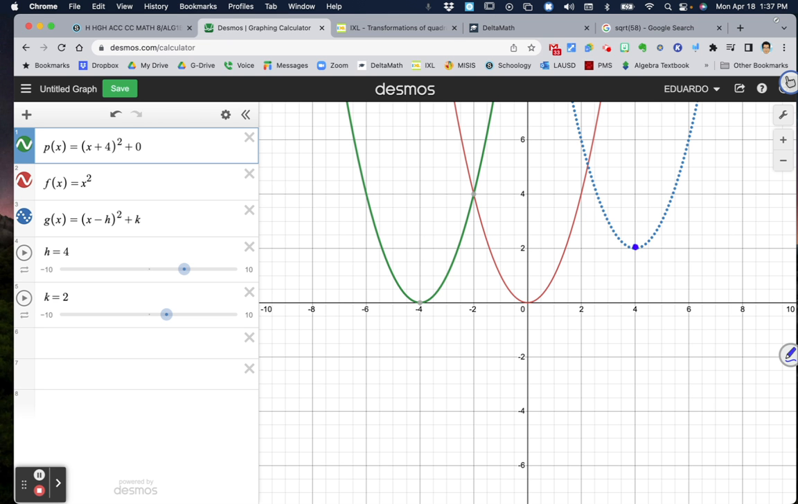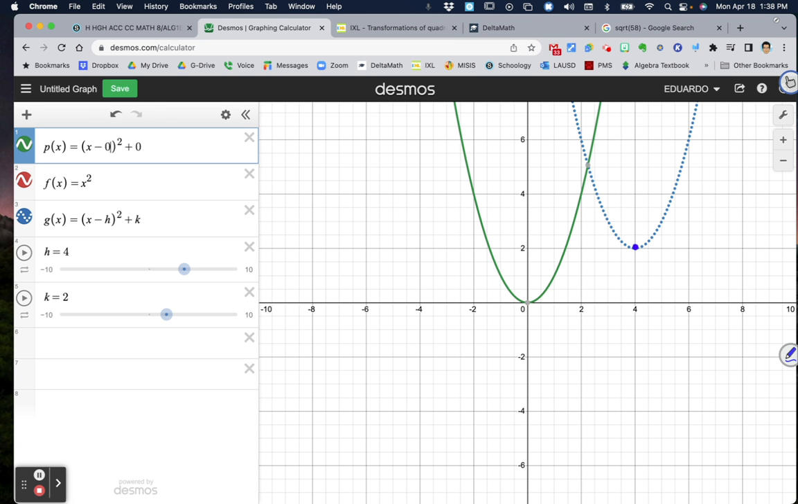I put plus 0 for the time being. I'll just do that for right now. So the green one is overlapping the parent. Okay. So I want to move this over. What is P of X? If I want to write the function, what's it got to be?